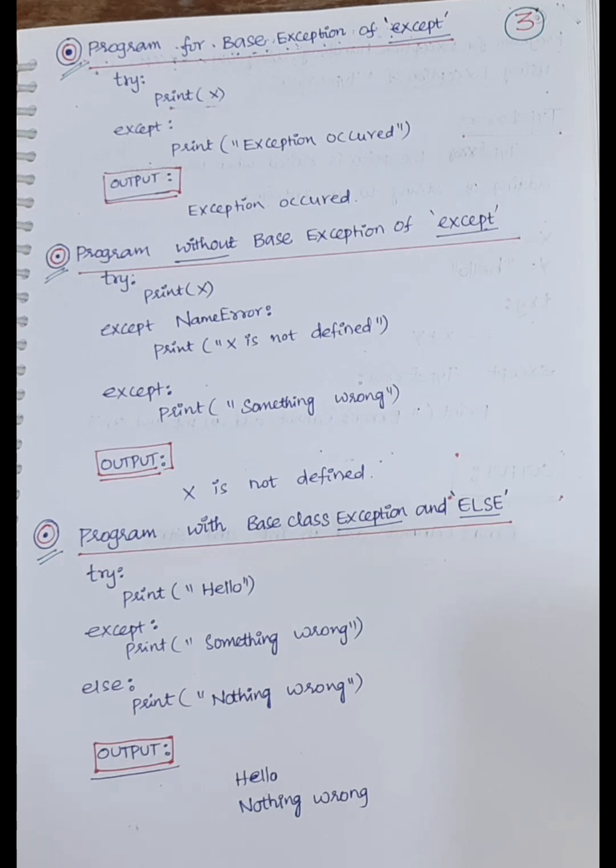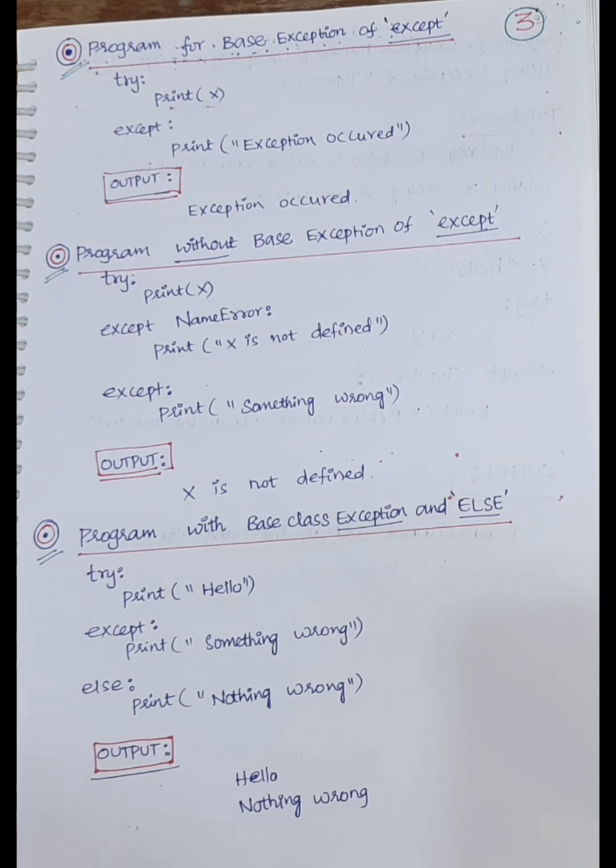Here you see the first one, program for base exception of except. In the try block I wrote print x. In the except block I wrote print exception occurred. Actually in this program I didn't give the value for x. So here we have to get the error.